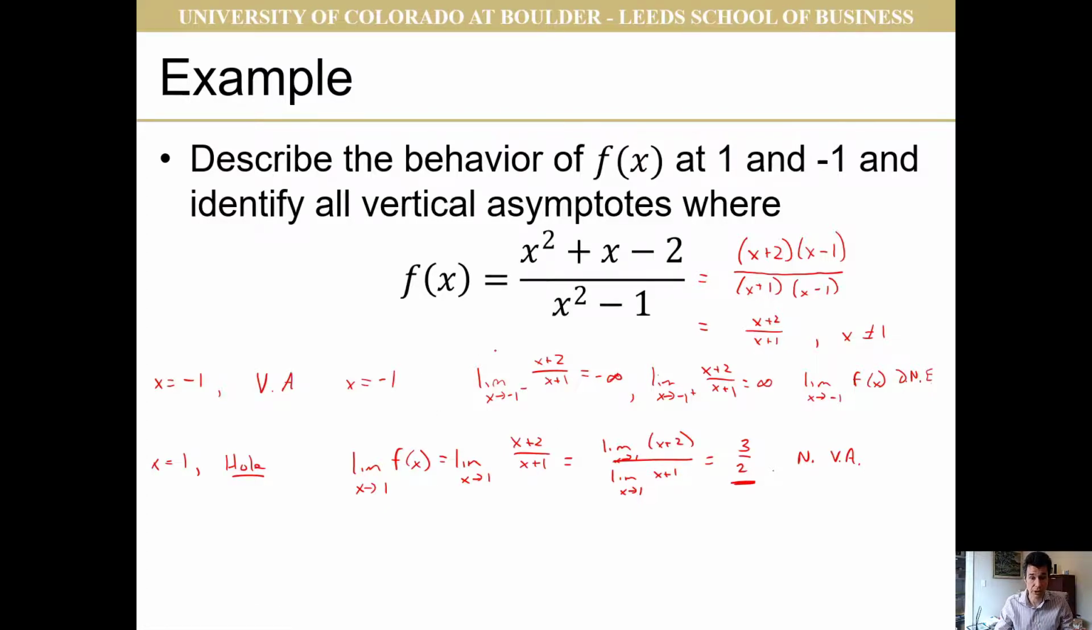So this function has a vertical asymptote. If there's a vertical asymptote, then the limit from the left and the limit from the right must be either positive or negative infinity. So this one, x equals -1, is a vertical asymptote. X equals 1 is a hole, not a vertical asymptote, because the limits are not positive or negative infinity. So the function kind of almost reaches 3/2. There's a hole when x equals 1, and then it goes away from 3/2.